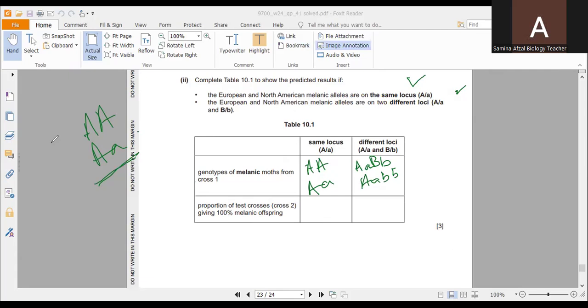And in the proportion of the test crosses giving 100% melanic offspring. If it is giving 100% melanic offspring, so the proportion of test crosses giving 100% melanic offspring can be 1 in 3 for the same locus, whereas for a different locus there will be none. There will be nothing. It will be 0.